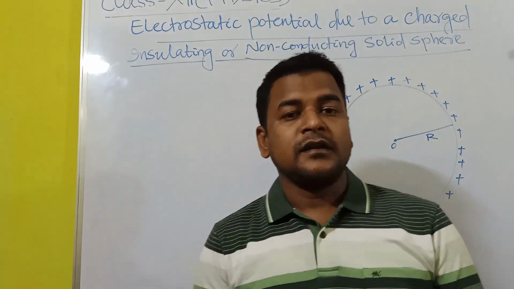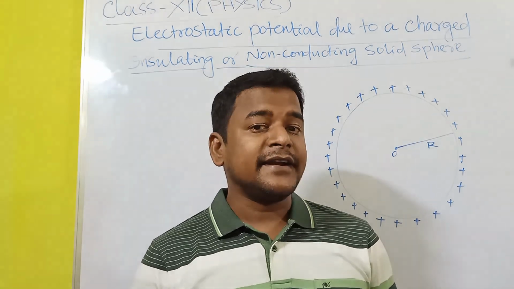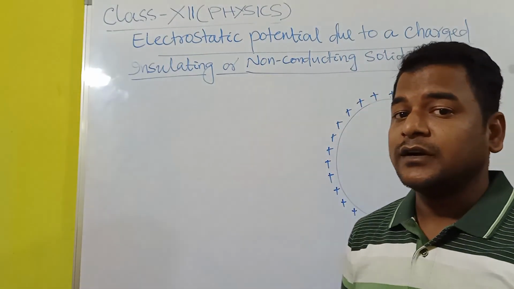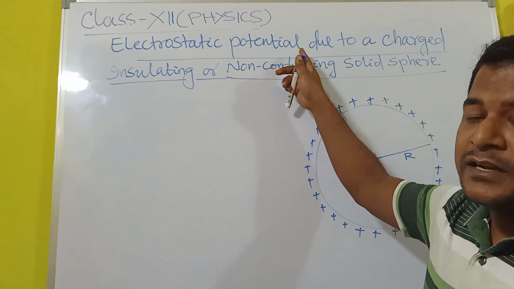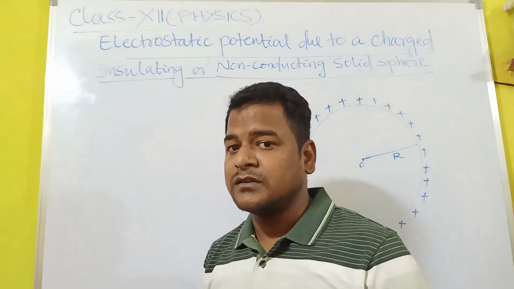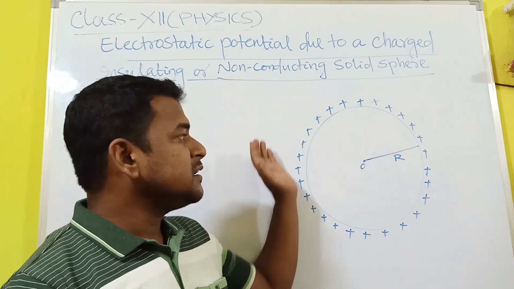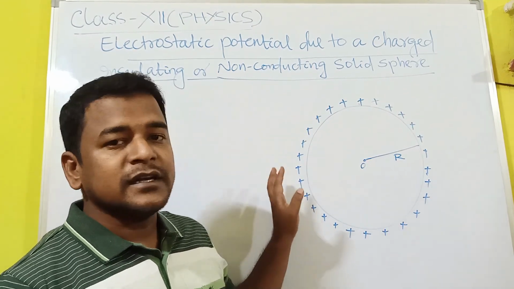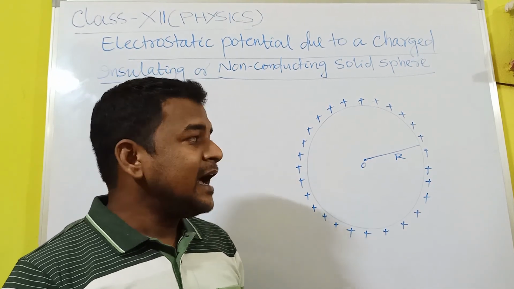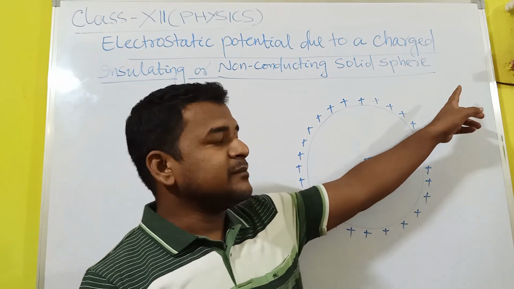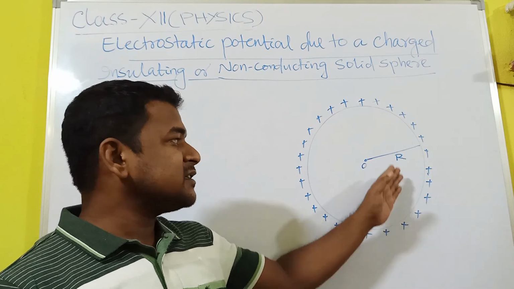Hello everyone. In our previous class, I explained the electric potential at a point due to the conducting charged sphere. Now in this class, I will explain the electric potential due to the non-conducting or insulating sphere at different points. Suppose this is a non-conducting sphere. We have to derive the expressions for the electrostatic potential at a point outside the sphere, on the surface of the sphere, and inside the sphere.